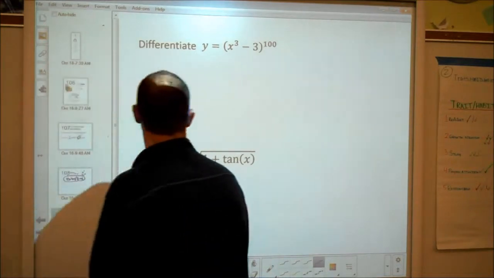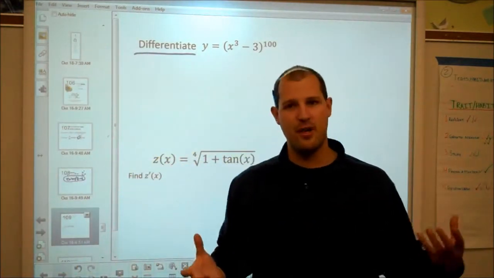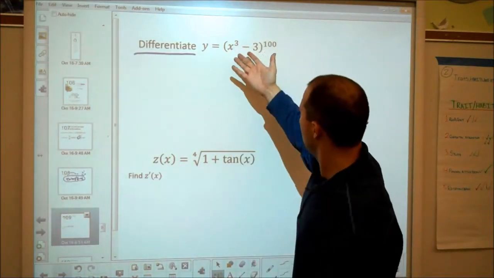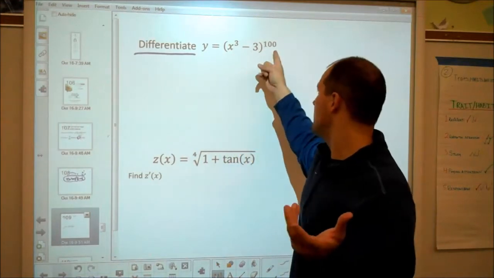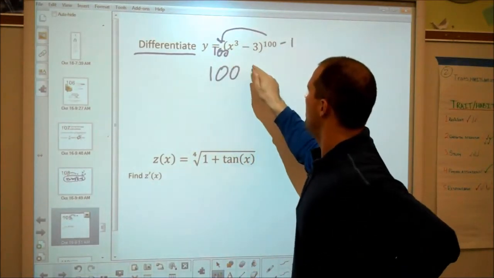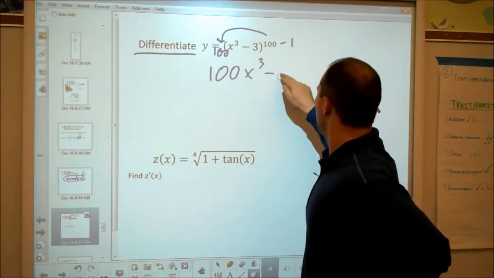Okay. Let's look at these. This one's very, very similar. If you don't know it yet, I want you to know differentiate is a command. It means find the derivative. Okay, so let's do this one. The outer function, that's the 100. Bring the 100 down. So minus 1, so I get 100 times x cubed minus 3.